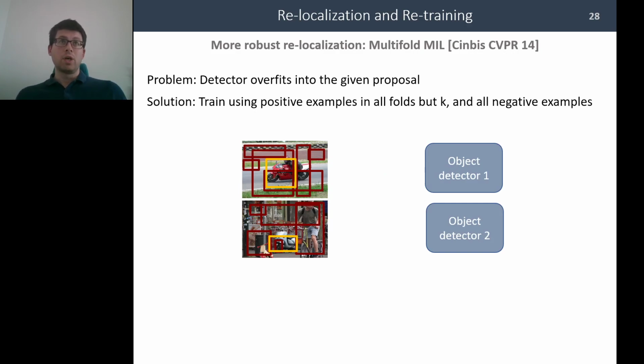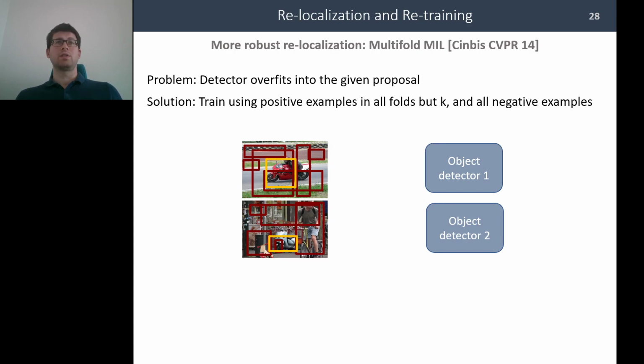Okay, so another elegant idea comes from a CVPR 2014 paper. The observation here is the detector may overfit to the given proposal, given the positive instance after the first iteration, and may not refine in further iterations. So the solution is quite simple.